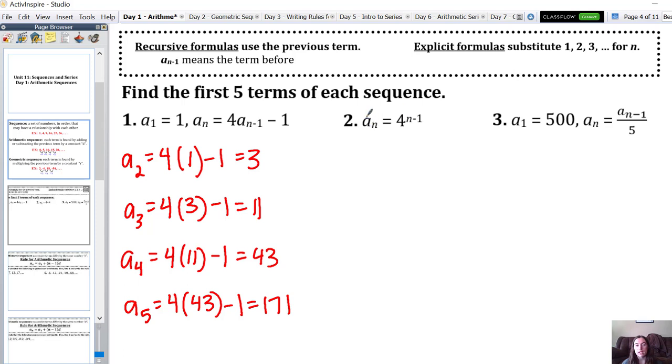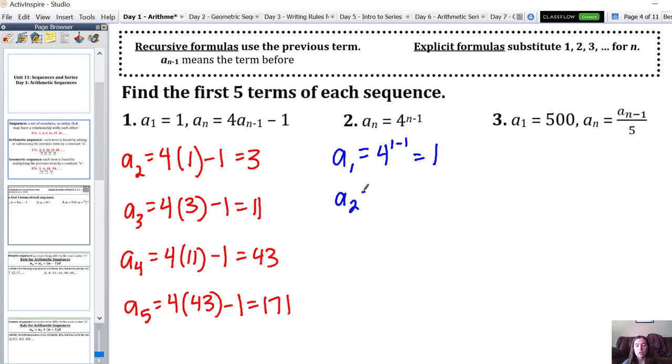In number 2, it says a sub n is equal to 4 to the power of n minus 1. This one is an explicit formula because it's not based on a number that we had found before. It's based only on what place this number is in. So if we're looking for the first one, a sub 1, our value of n is 1. We're going to take 4 to the power of 1 minus 1. 1 minus 1 is 0. 4 to the 0 is 1.